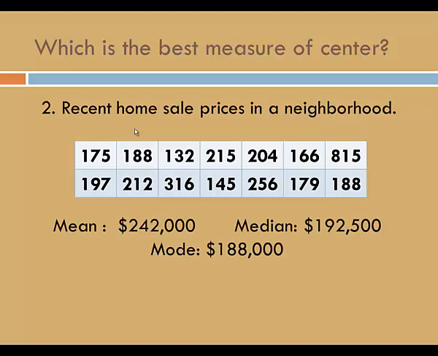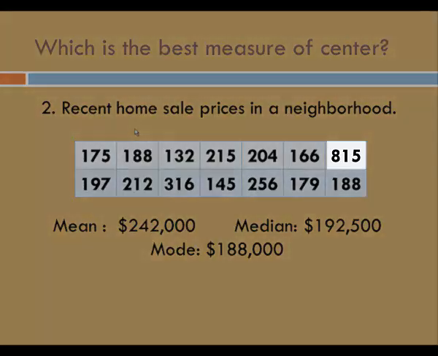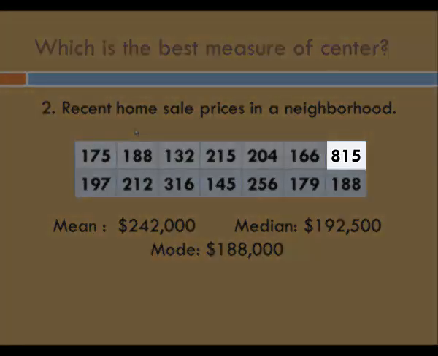The mean is $242,000. The median is $192,500, and the mode is $188,000. Which of these is the best indication of center? Notice that the mean, once again, is inflated by an extreme value. One home sold for over $800,000.